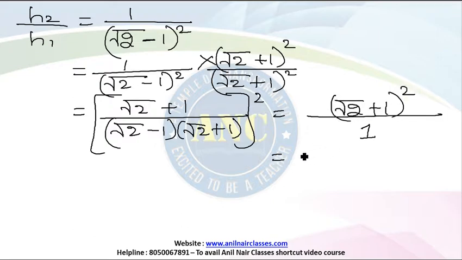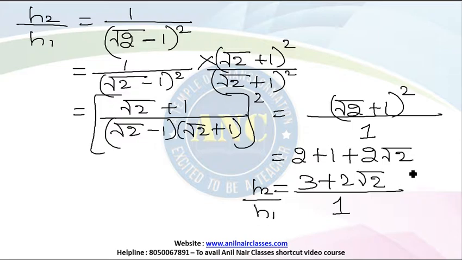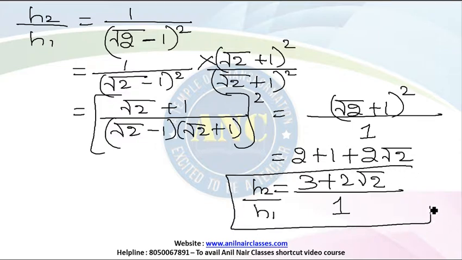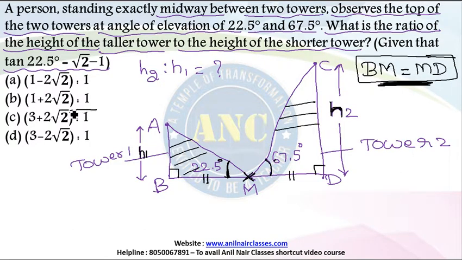Simplify. A plus b whole square is a square plus b square plus 2ab. So final answer is 3 plus 2 root 2, 3 plus 2 root 2 divided by 1. This is H2 by H1. Ratio is 3 plus 2 root 2 is to 1. If you see this diagram, 3 plus 2 root 2 is to 1 should be the answer for this particular question.